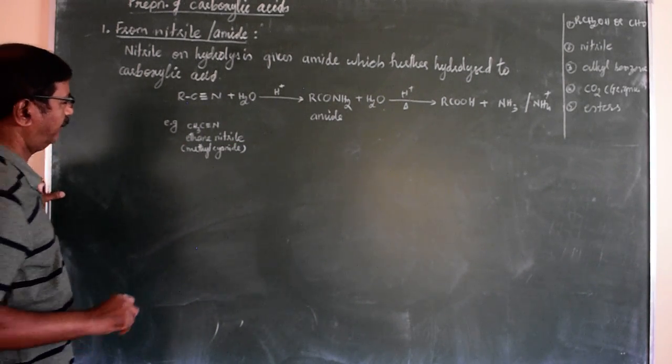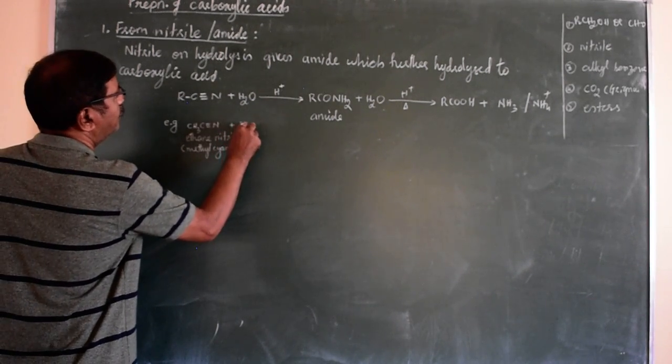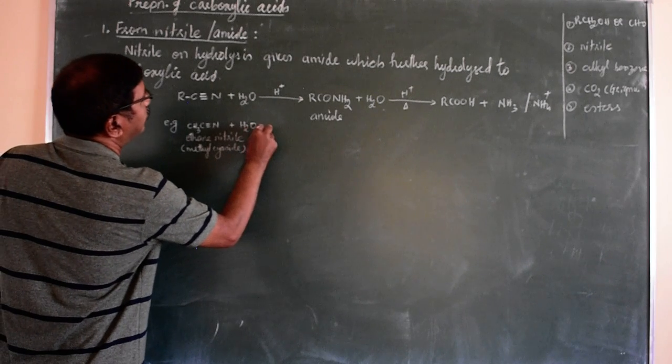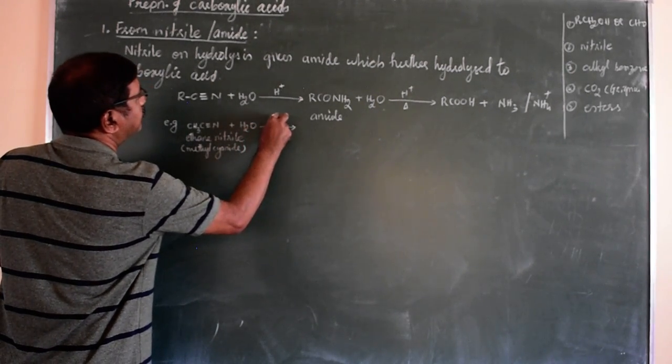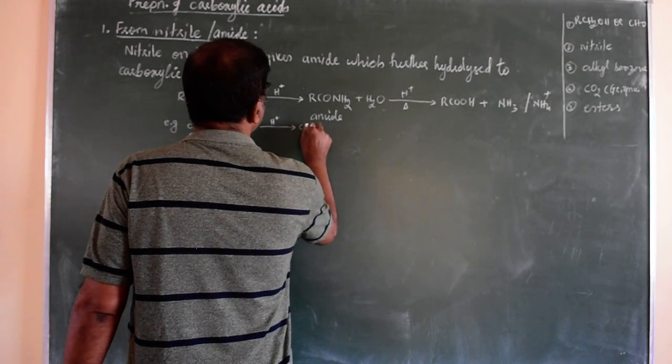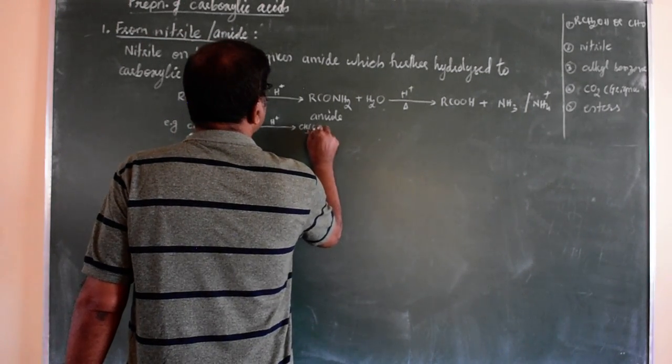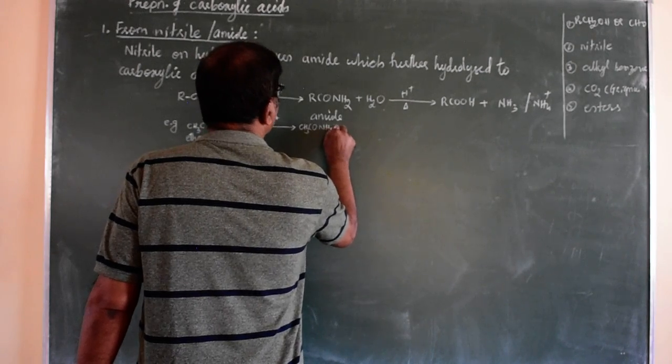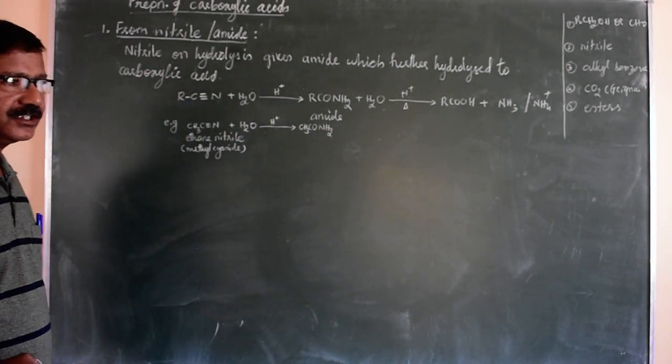Plus H2O in presence of H+, the product is CH3CONH2. It is acetamide.